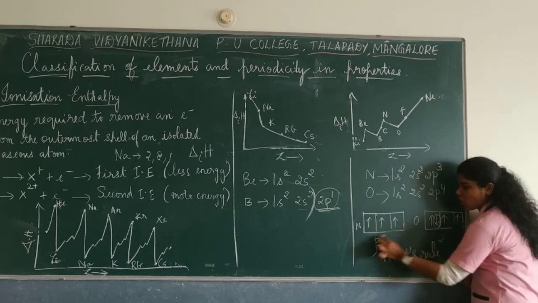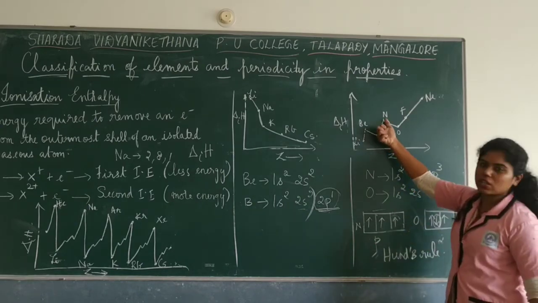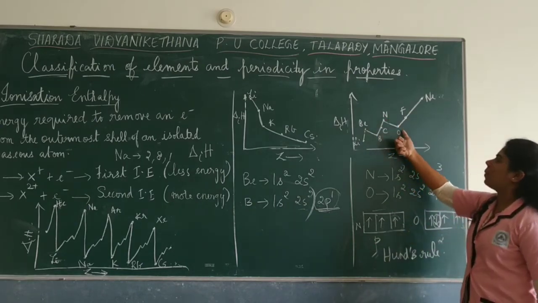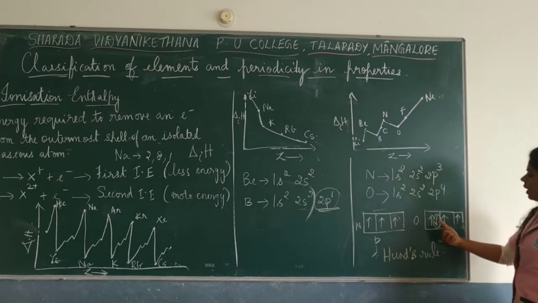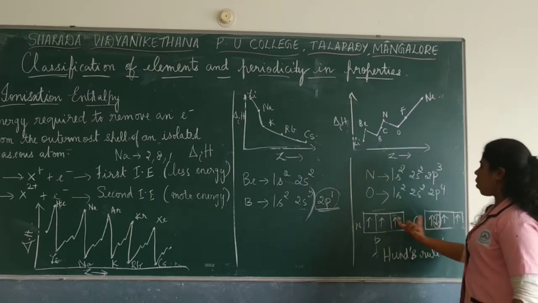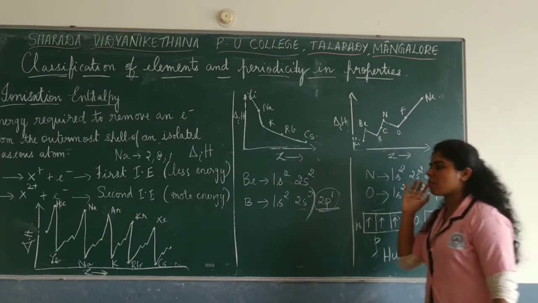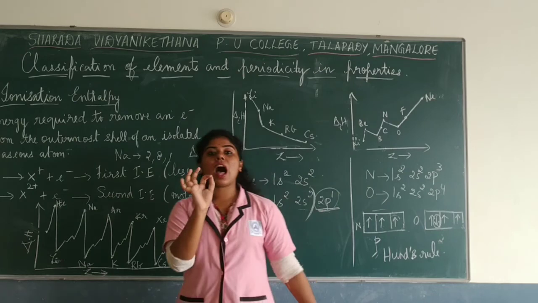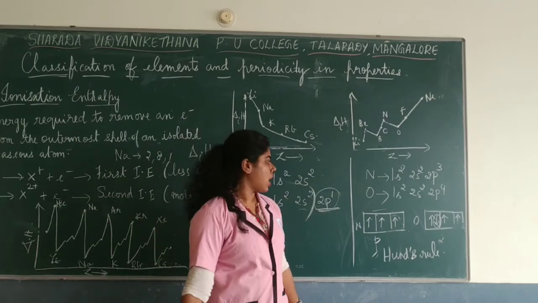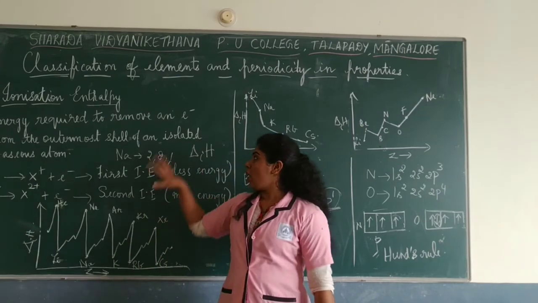But here, it is already stable, so it requires more ionization enthalpy. So nitrogen has a higher value when compared to oxygen. It is easy to remove the electron from oxygen. So this is what this graph says. Okay, so these two concepts, please always remember: half filled configurations are always stable, and the boron case is due to the shielding effect. Okay, I hope this is clear.